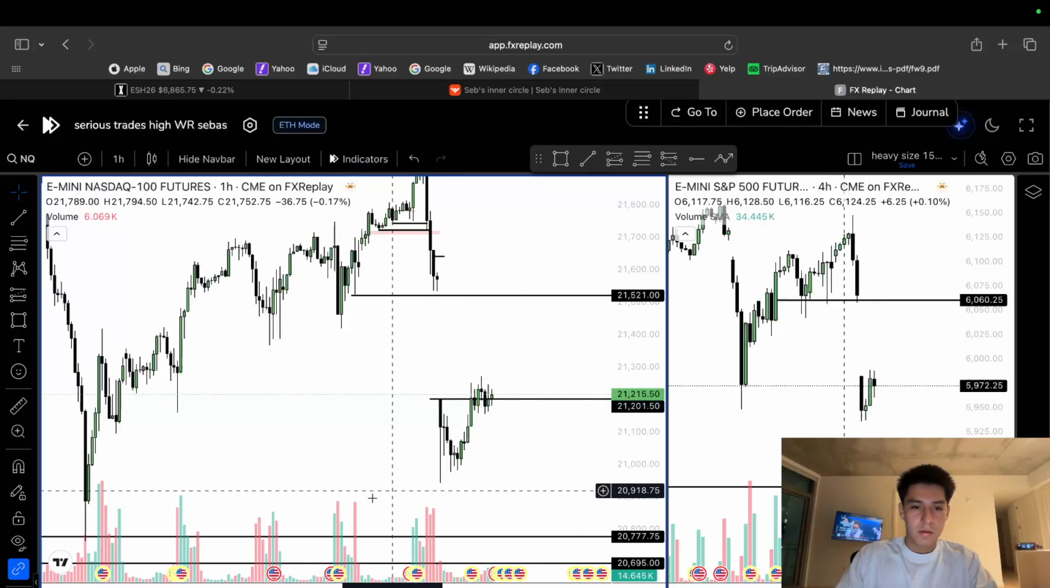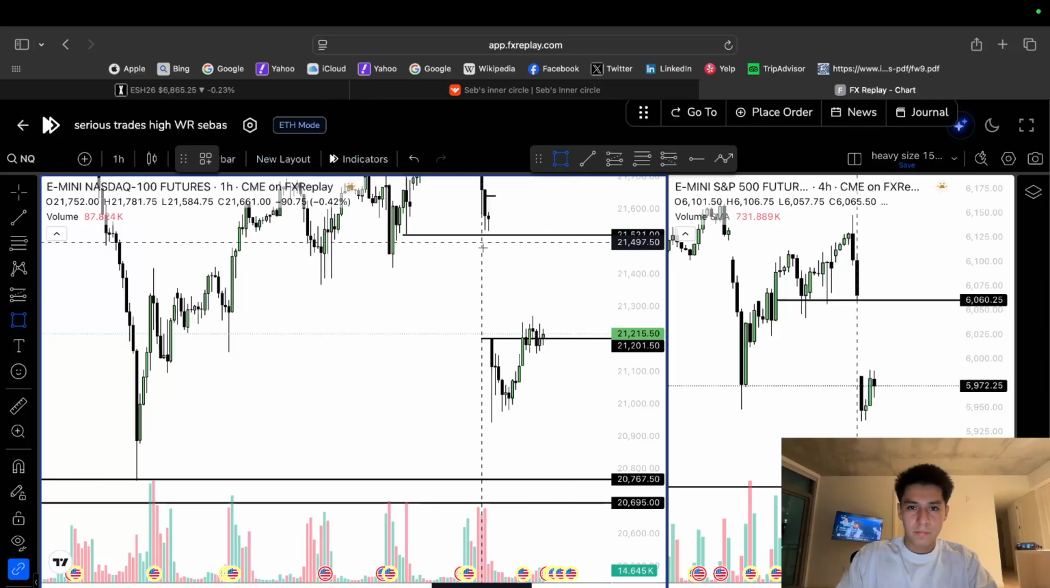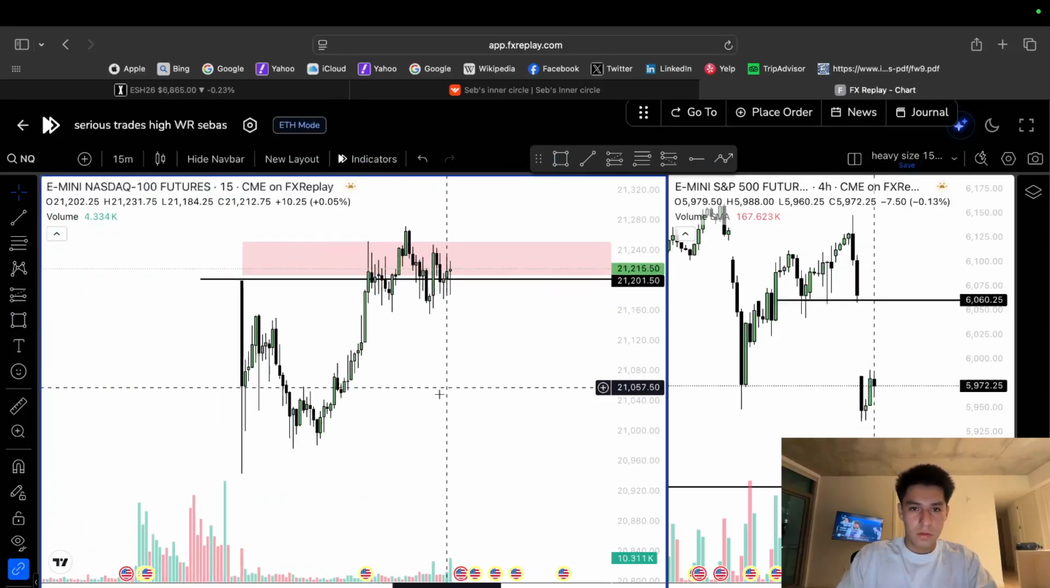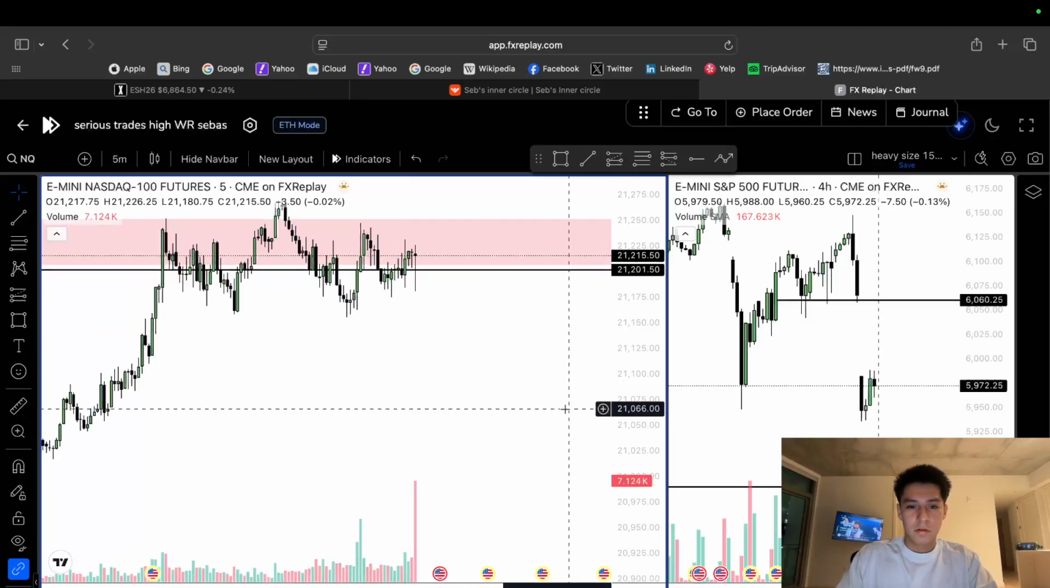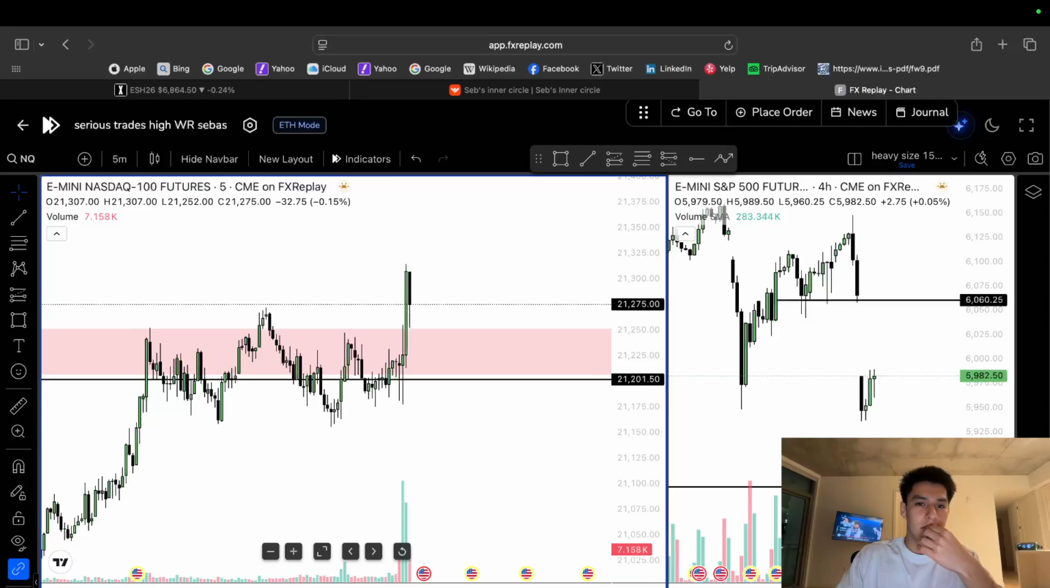I want to see some buy-ups back up there, or if we're going to reject this gap here and then continue lower, that's also possible. So honestly, this range doesn't look good at all, so we're going to be careful here. We want us to break out of this range before we look to take anything.